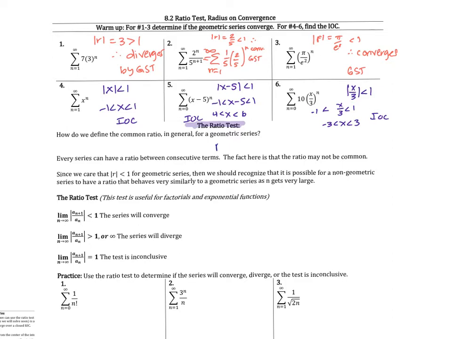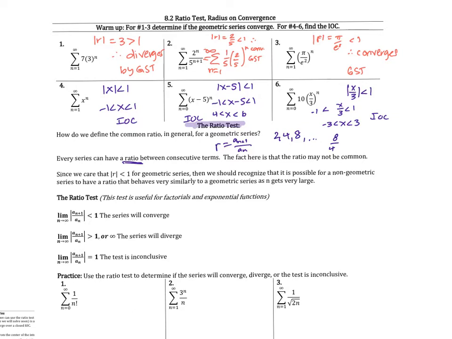If I gave you a list of terms like 2, 4, 8, ... and you could not immediately tell what the ratio was, we always tell you to take a term and divide it by the term before. That's how you find the ratio. So take a term and divide it by the term before. That's how we can define our common ratio. Every series has a ratio between consecutive terms. That ratio just might not be common.